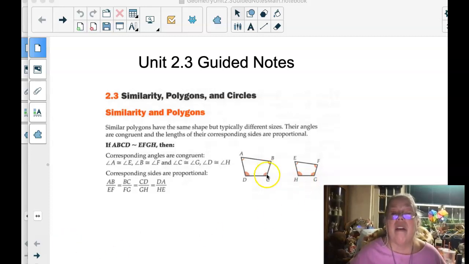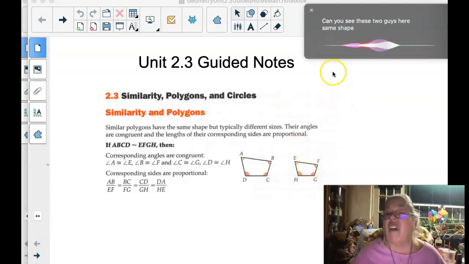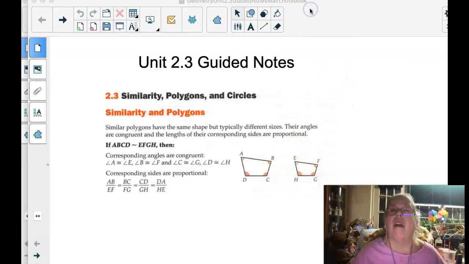Okay, you see these two guys here? Same shape. Oh, sorry, Siri's interrupting. Go away, Siri. Oh my goodness. Okay, basically same shape.